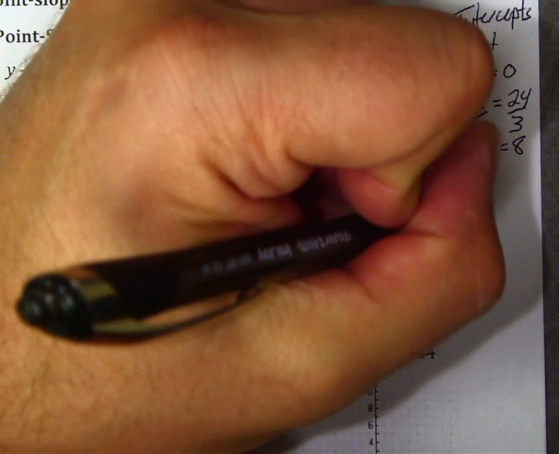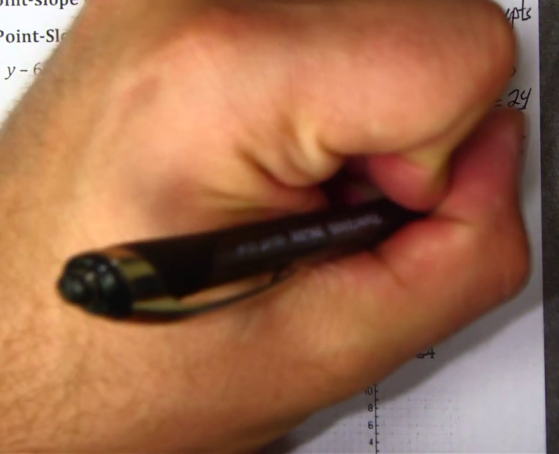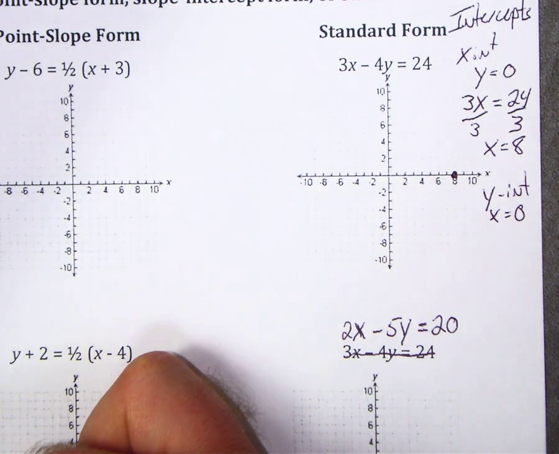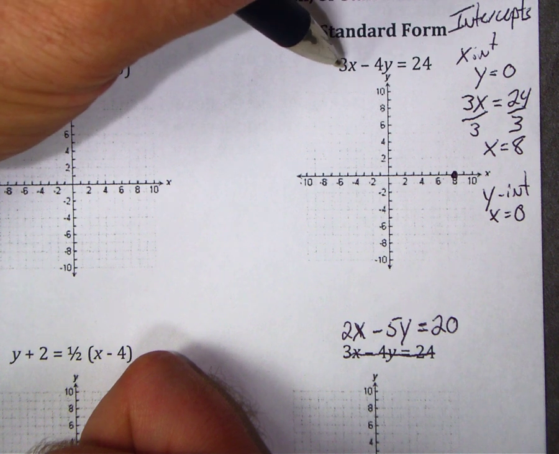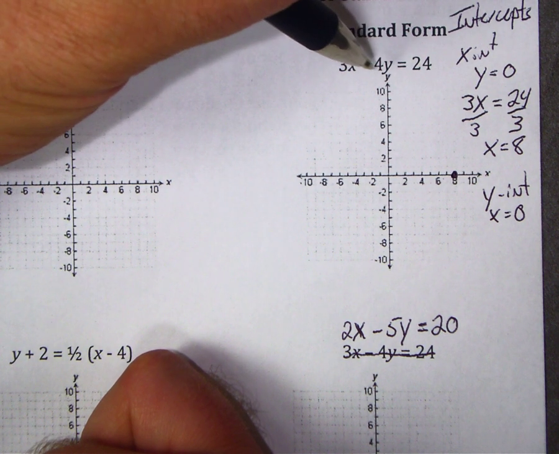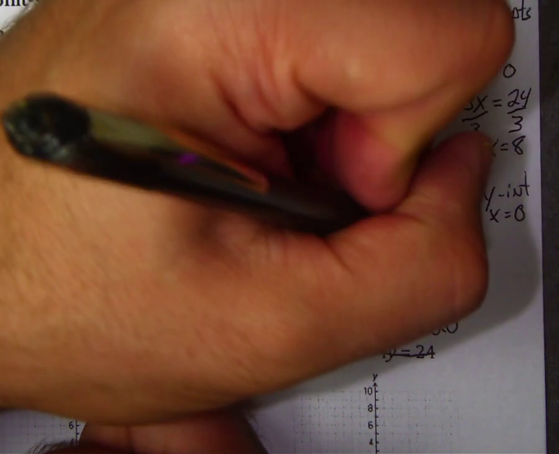Next we need to find the y-intercept. And the y-intercept is when x equals 0. So if we're looking for x equals 0, we plug a 0 in for x right here. 3 times 0 is 0. So we still have the minus 4y equals 24.